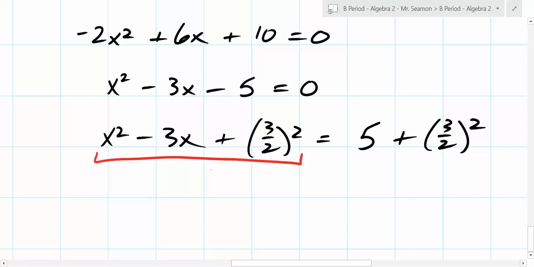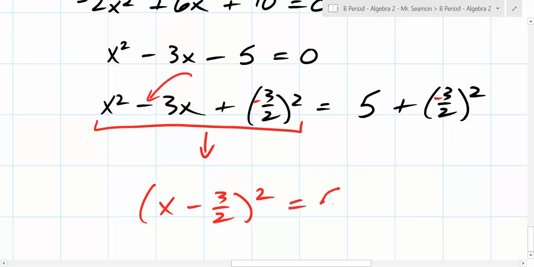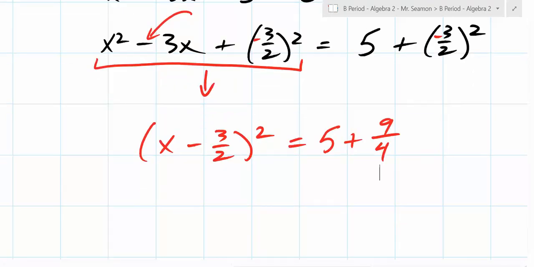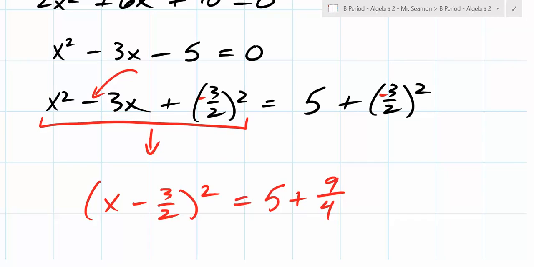What does this factor into? Do you remember? X plus 3 halves. Close. It's actually going to be minus here, by the way. It's minus on the inside of this. So what is it going to be? X minus 3 halves squared? Because if you don't put negative there, you're not going to get that negative sign. So then what do you do on the right-hand side? Yeah, you have to do it out. It's negative. No, it's not, because you square it, it becomes positive, right? You're adding it to both sides, but you're squaring a negative, so it's going to be positive.